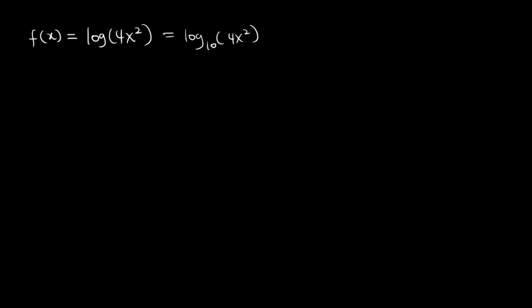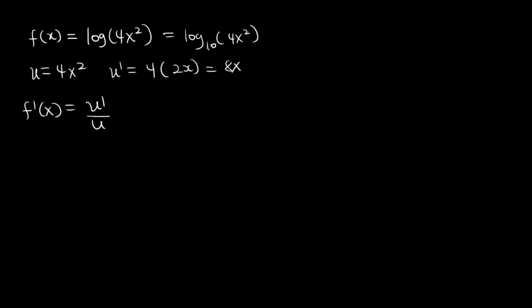Now let's find f prime of x. To find f prime of x, you consider u to be equal to 4x squared, and then you have to find u prime, which will be equal to 4 multiplying 2x, so this will be equal to 8x. Now we have f prime of x equal to u prime divided by u multiplying 1 over ln of the base, which is 10.